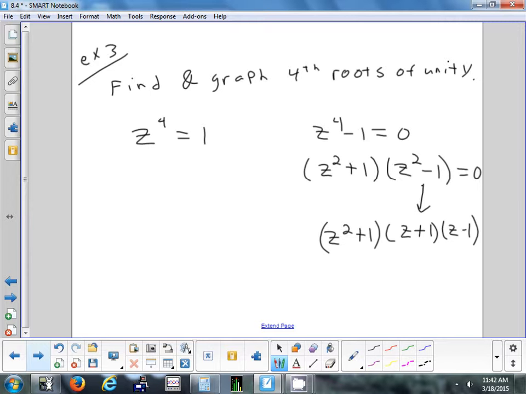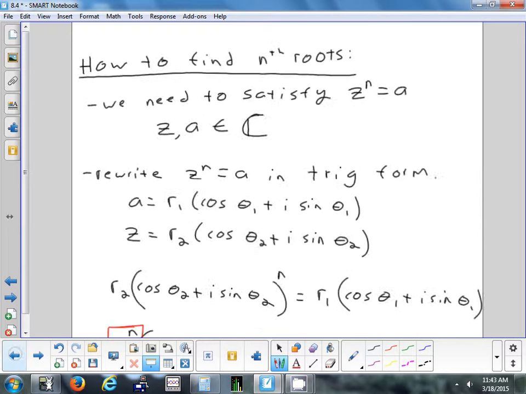Now you could set each one of these factors equal to 0, and you could get all the answers to this problem. This way is faster. The reason I'm not going to do it this way is because I'm going to give you problems that don't always factor. And you're going to have to use the method I just showed you. All right, so let's practice going through it and look at the steps.